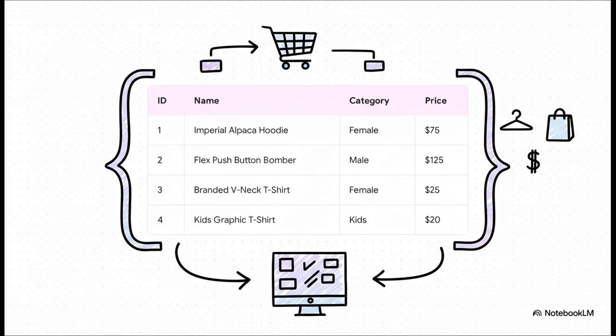You can think of it like a spreadsheet. Each row is a product, and each column is a piece of information about that product. Its ID, name, category, and price. Having it organized like this makes it super easy for our code to read and use.